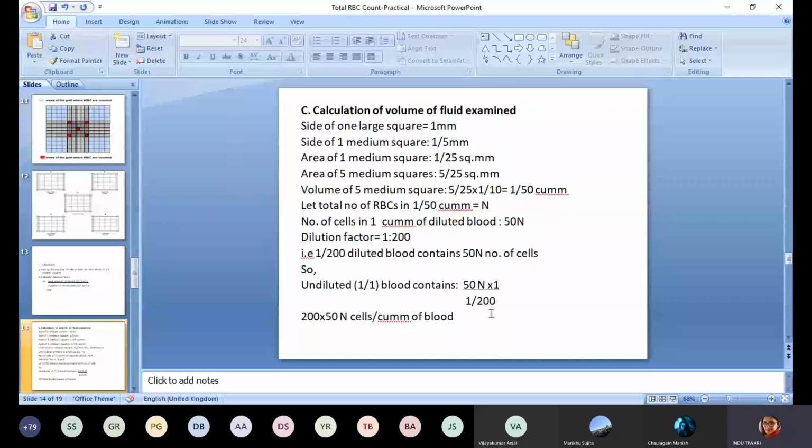So whenever you are asked to carry out the RBC count, the final formula would be N, the total number of cells that you have counted in the 5 squares, into 10,000. And that is how you are going to get the number of RBCs per cubic millimeter of the blood. Understood or not?